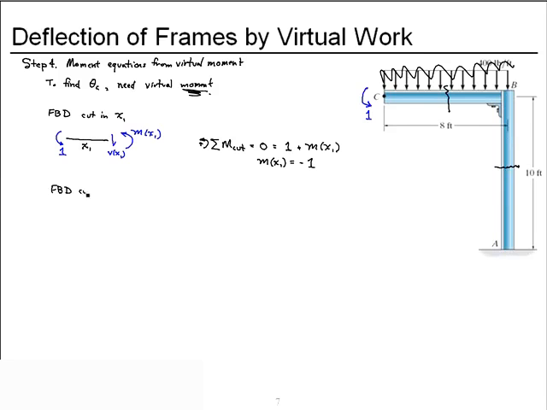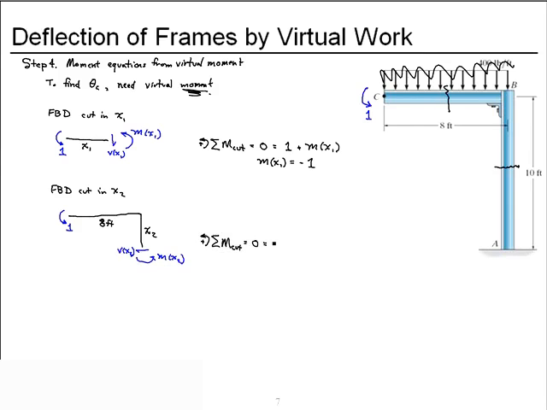and draw a free body diagram of the top piece, which is x2 tall, 8 feet wide, has the virtual couple moment at one end, unknown shear as a function of x2, unknown virtual moment as a function of x2, and again I will sum moments about the cut.